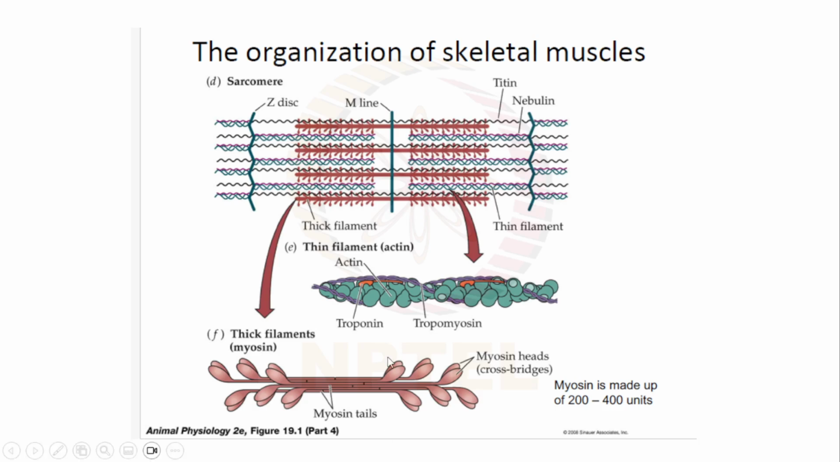Another protein involved is troponin. What this troponin does, we'll see in further slides. Next is myosin. Myosin is actually a bundle of many myosin monomers coming together. Nearly 200 to 400 units of myosin monomers come together to form a single thick filament of myosin, which you can see in the center.